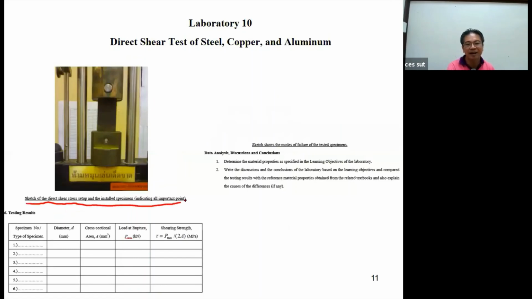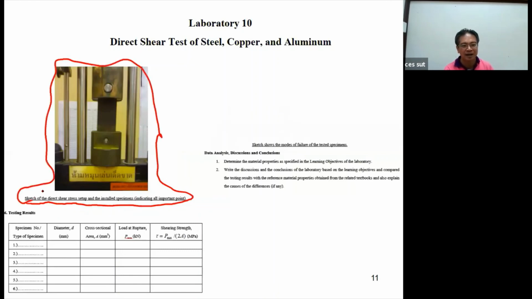Okay, and then you may put this one as just a sketch. So you must sketch this one. You cannot take the picture. You must sketch the test setup, and you may record the testing result, and then you got to sketch the failure mode, and you do the discussion and conclusion. You take the picture, make it a PDF file, set the name, and turn it into the Google Classroom. Okay, that is for the metal.